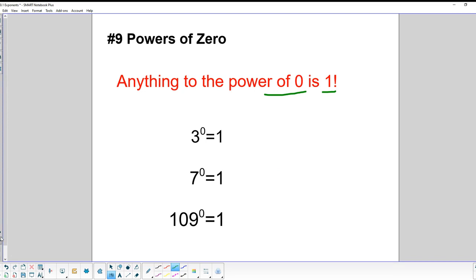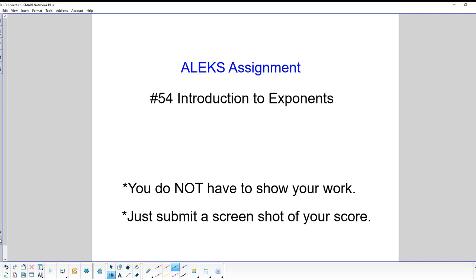And this is number 9 on our notes: it doesn't matter what number it is. For example, 3 to the 0 power is 1. 7 to the 0 power equals 1. 109 to the 0 power equals 1. So it doesn't have to be a power of 10 for this to work. And so whenever you have an expression where you have something to the 0 power, you can immediately replace that part of the expression with the number 1 to help simplify it.